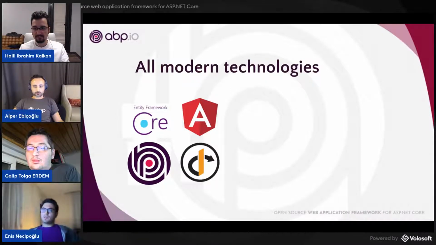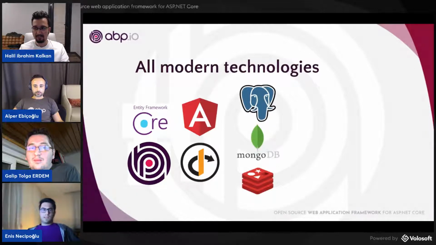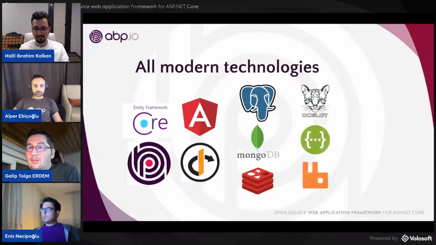And of course, we are using EF Core framework to access data. This is a good point. Angular and Identity Server as an application stack. In the data layer, we are using PostgreSQL, MongoDB, and Redis. We are using those technologies to store data, and we use Ocelot in here as a gateway.